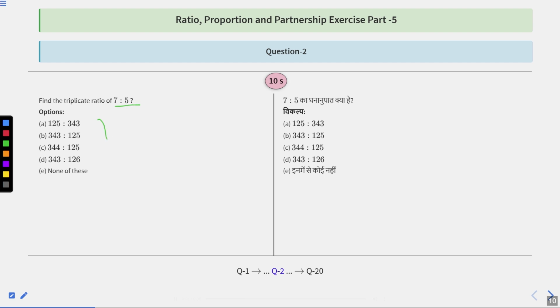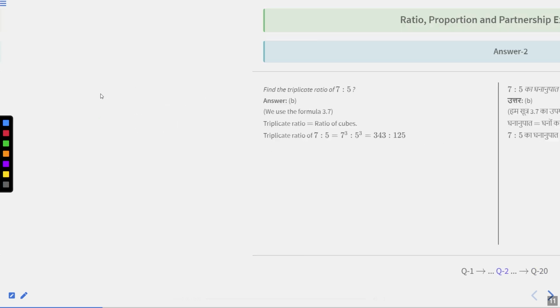Next one is, find the triplicate ratio of 7:5. You have 5 options and 10 seconds to solve this question. Your time starts now. Time's up. Let's see the solution.